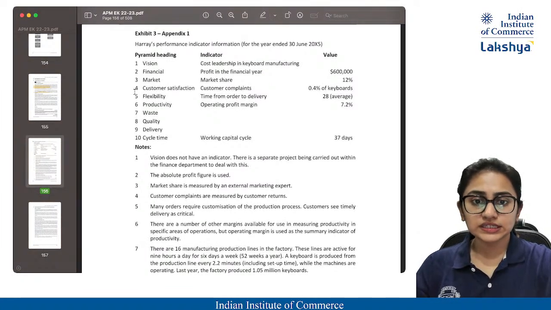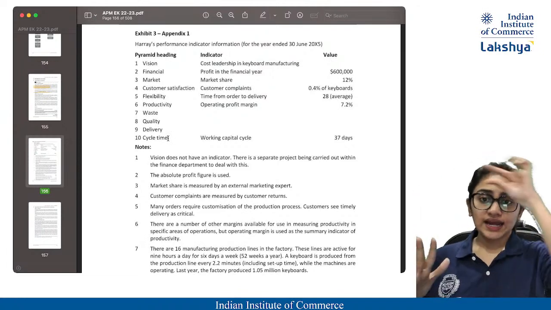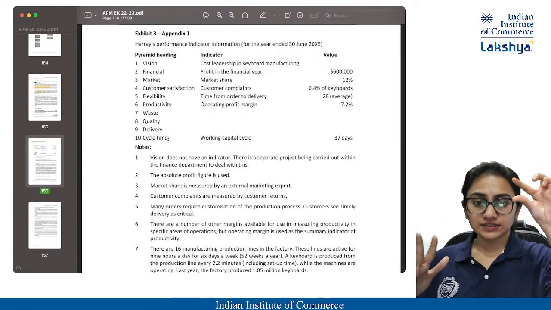Harry's performance indicator information for the year ended 30th June 20x5. There's a pyramid heading, indicator and value. Vision, financial, market, customer satisfaction, flexibility, productivity, waste, quality, delivery time and cycle time. So the entire pyramid is there.